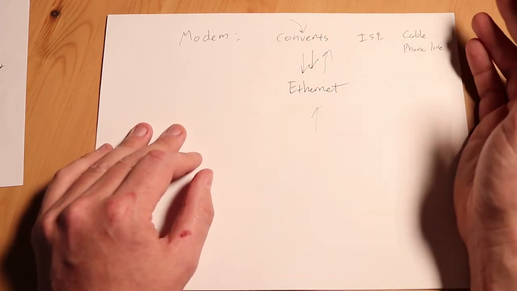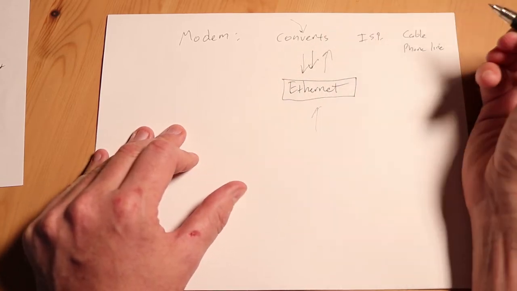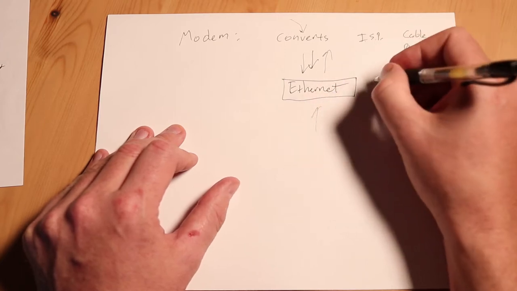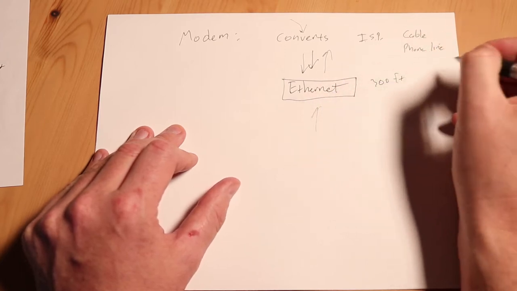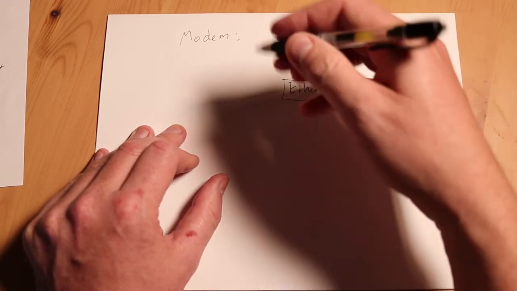Why does it convert the signals? Why can't we just receive Ethernet signals from the ISP? Well, it's because Ethernet only has a 300-foot range, and it's not really suited to travel long distances, like go through your street and all that stuff.